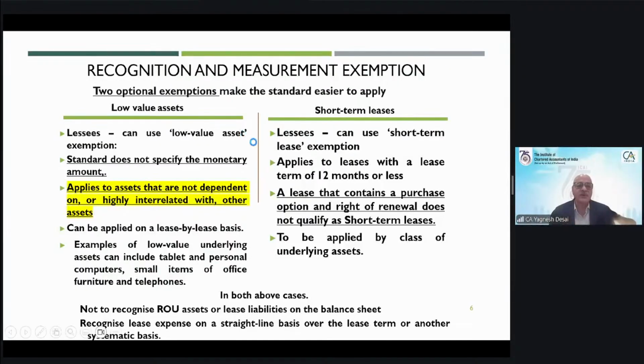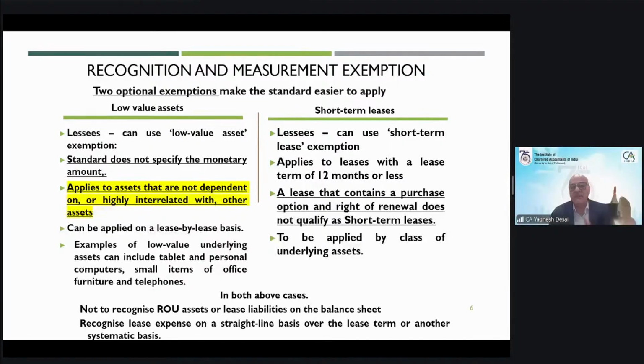So low-value lease is an exemption. The standard does not specify the monetary amount. Very important. It is left to the entity. It is left to the materiality of the entity. But then the entity has to define what is the materiality from the perspective of Ind AS 116 as well.